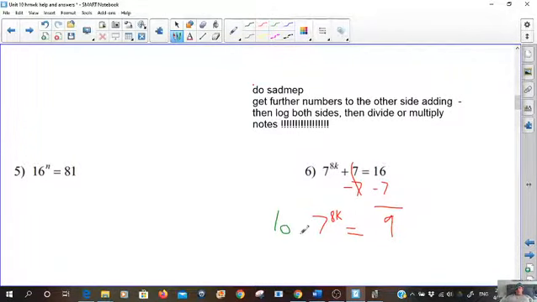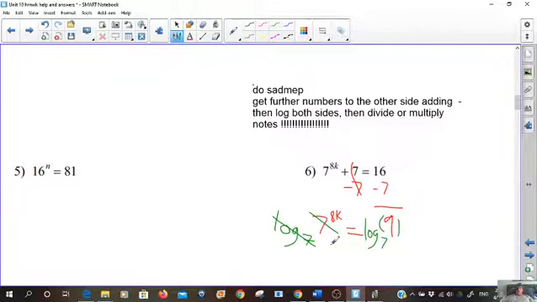Cool. Okay, so how do we undo base 7? We undo base 7 by logging base 7. Again, if you couldn't see any of this, I did 16 minus 7, I got 9. Then 7 to the 8k power equals 9. Then I log base 7, that gets rid of the base 7, but if you do it to one side, you have to do it to the other side. And so now we log base 7 with the 9 there.